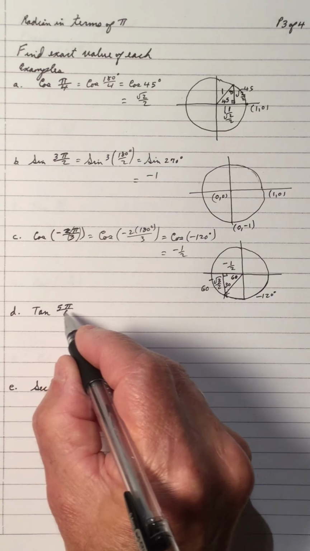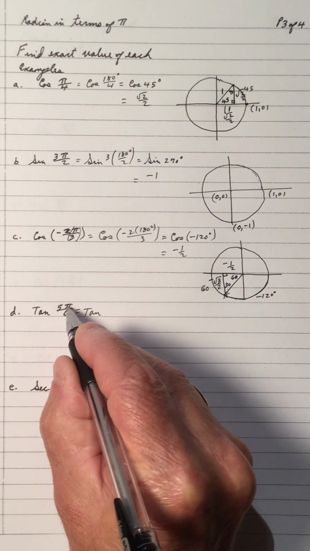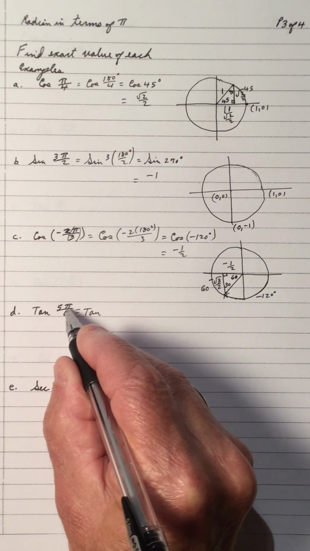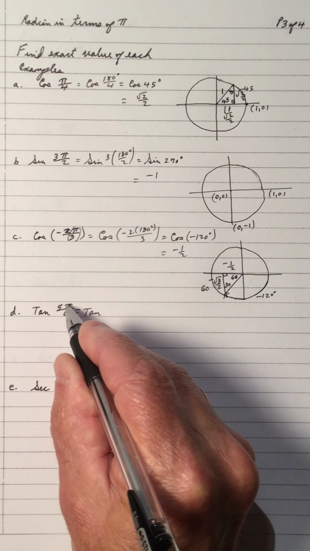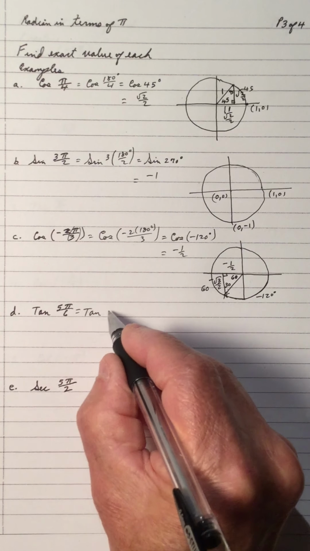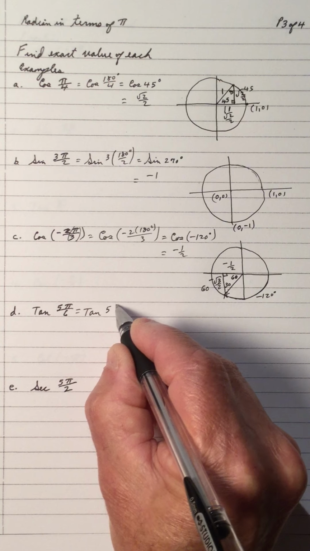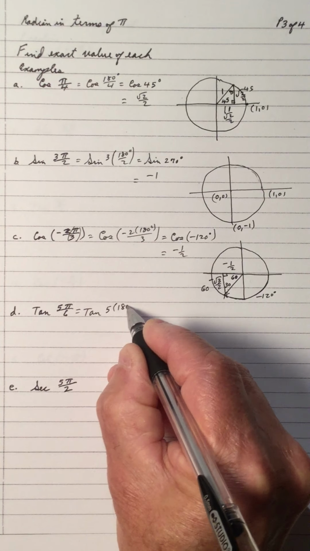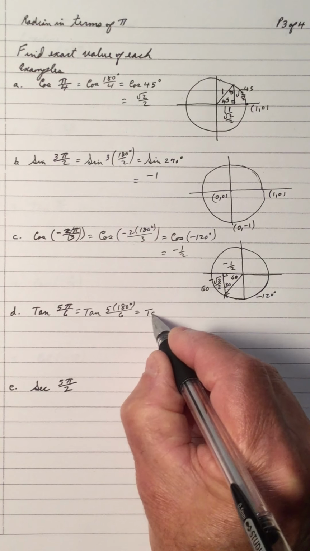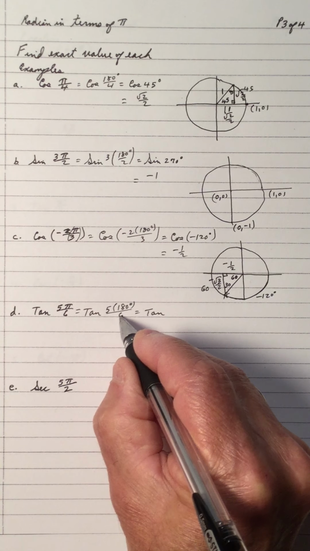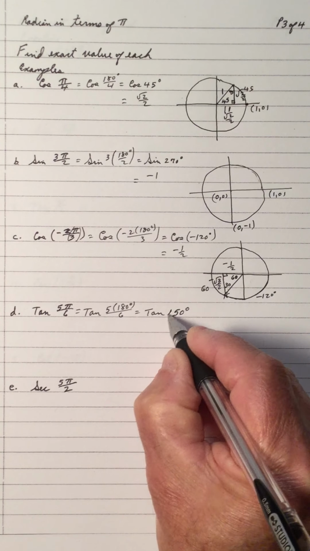Now we're doing the tan of 5 pi over 6. Pi over 6 is 180 divided by 6, which is 30. So the reference angle is 30. Keep that in mind. Pi is 180, divided by 6. So 180 divided by 6 is 30, 5 sixes. So that's the tan of 150 degrees.